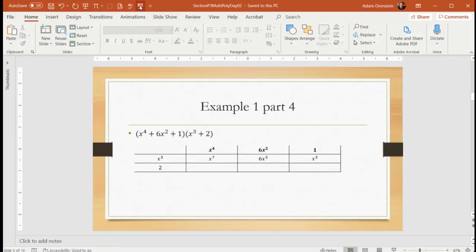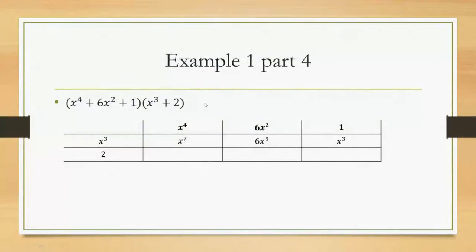Okay. All right. Let's keep going. So again, for the next term, for the next grid, here we have 2 times x to the 4. That product is just 2x to the 4. That's all you can do.